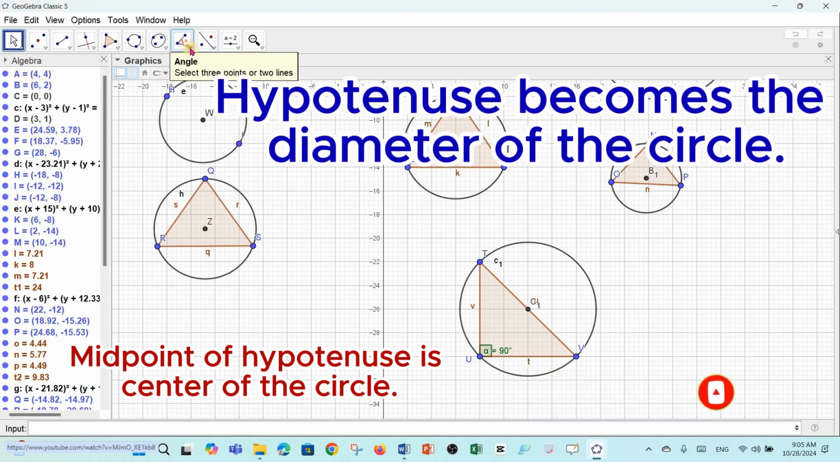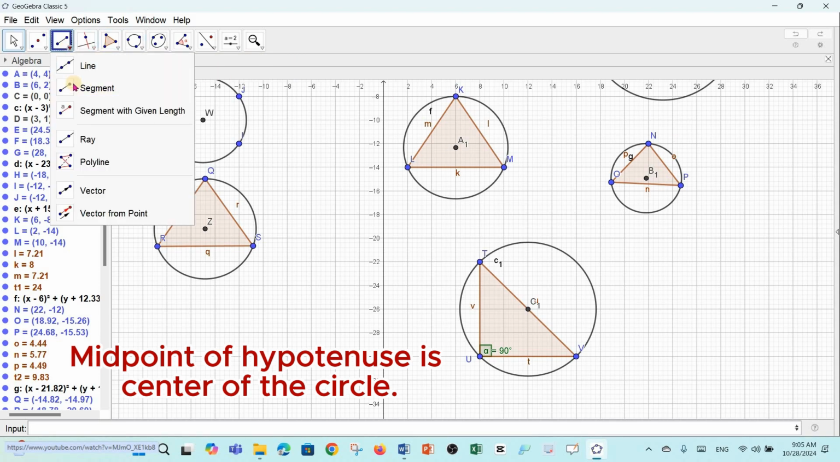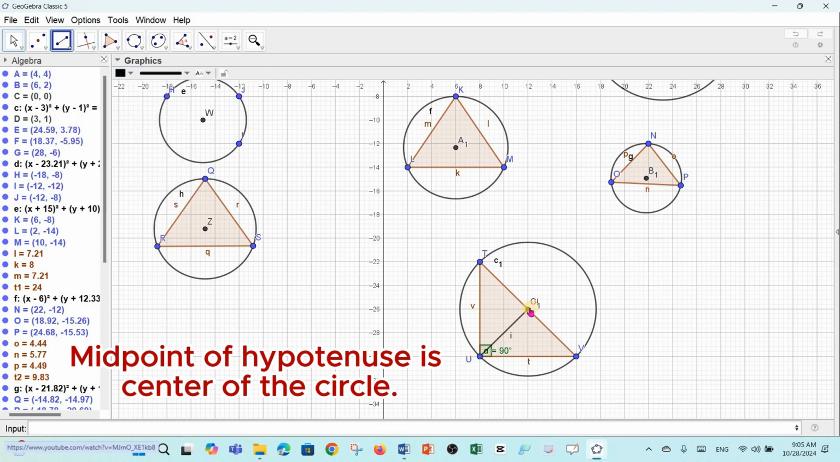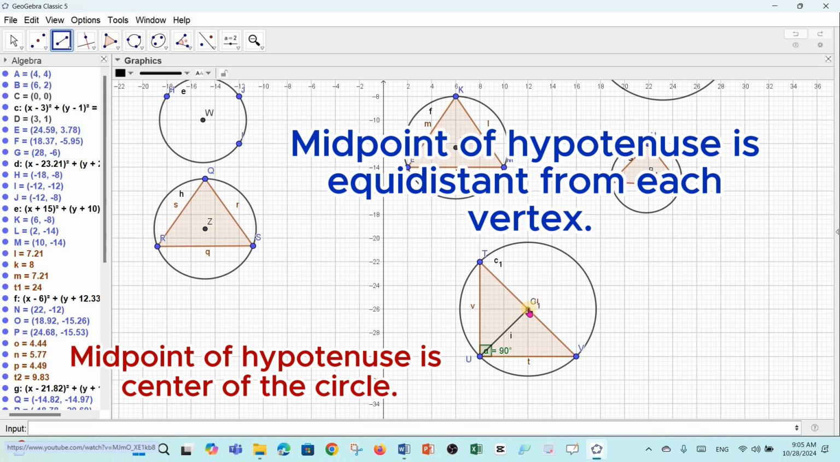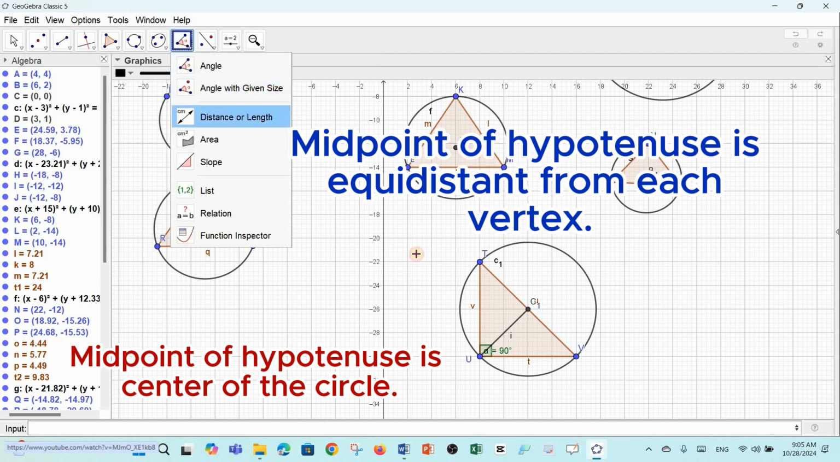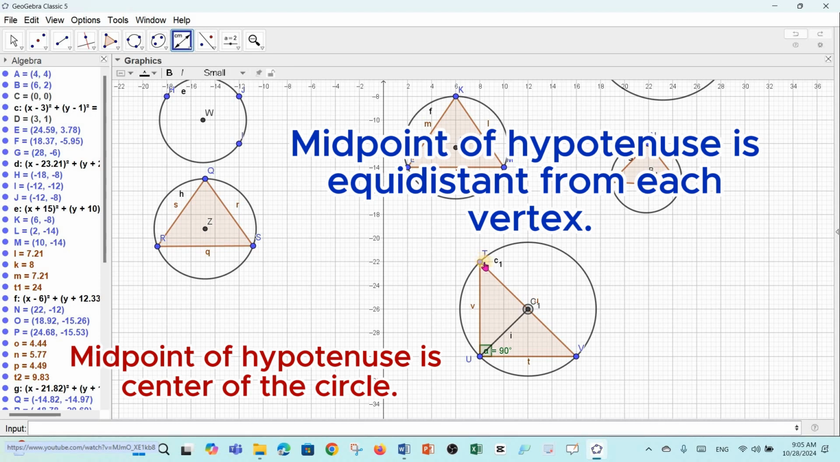Let's find its radius. So in a right angle triangle, the midpoint of the hypotenuse is equidistant from each vertex. Let's measure whether it is equal or not. Distance of O and T is 5.66, this one 5.66, this one 5.66, and its radius is also 5.66. So the midpoint of the hypotenuse of a right angle triangle is equidistant from each vertex, that means from vertex T, vertex U, and vertex V.